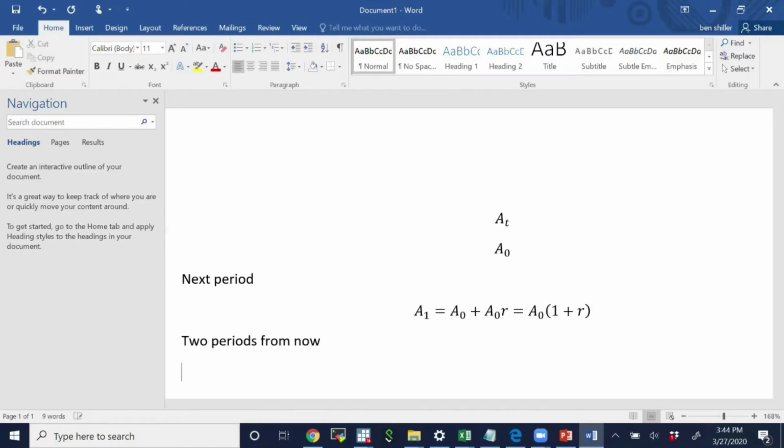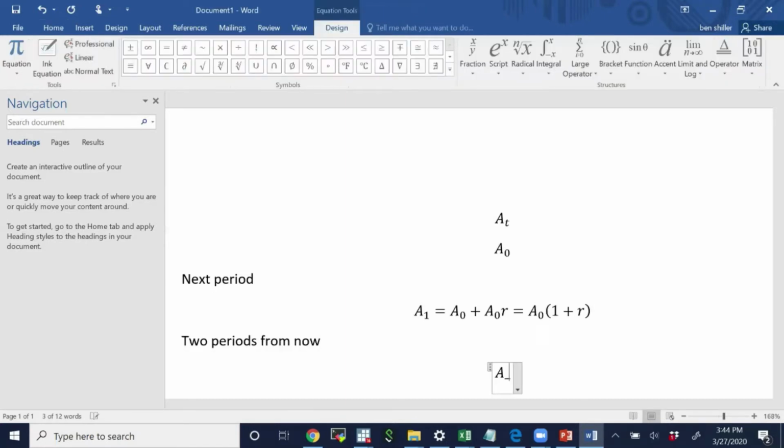Now let's look at what happens 2 periods from now. The amount that you're going to have 2 periods from now is going to be equal to the amount that you had 1 period from now times 1 plus the interest rate R. Okay, now the first thing I want to do is actually rewrite this expression. Okay, so we can plug in for A1. It's equal to A0 times 1 plus the interest rate R. Okay, so this highlighted part here is simply equal to A1. That's what we plugged in.